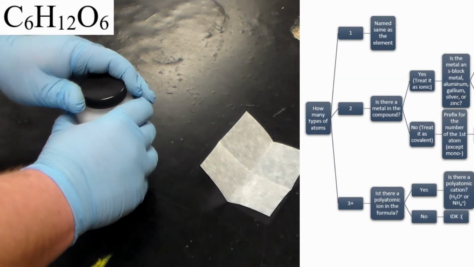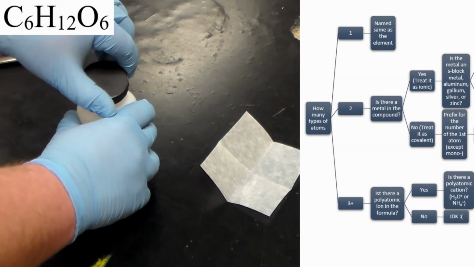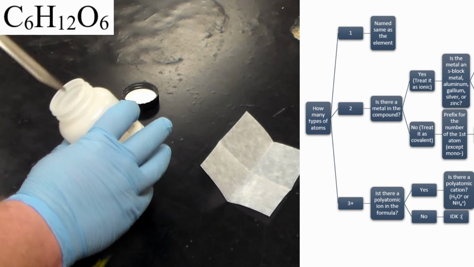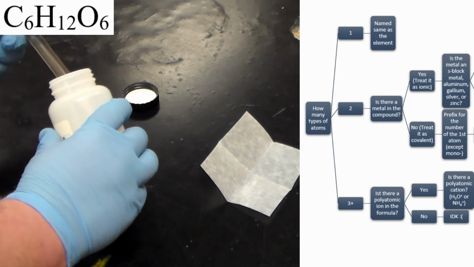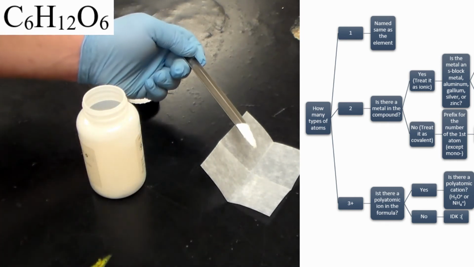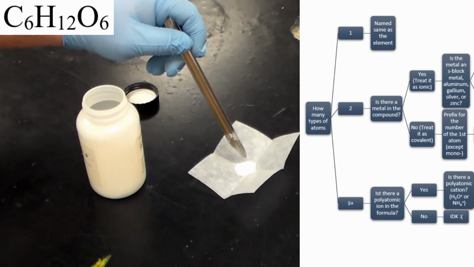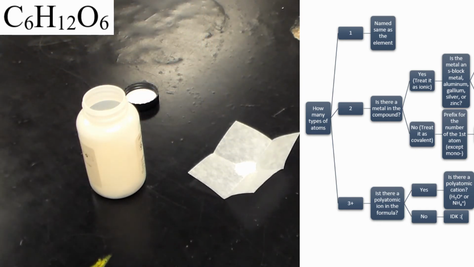This one is C6H12O6. And you might be thinking to yourself, I know that one. We were taught that in biology. C6H12O6 is glucose. Well, let's take a look and see what we can come up with.